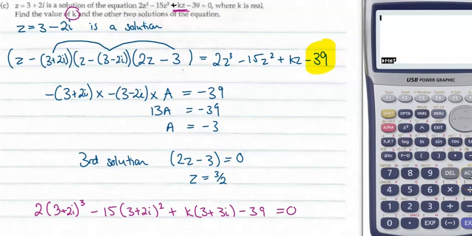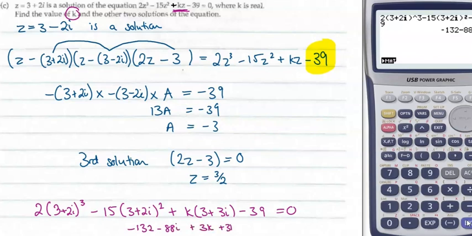And then what we'll do is go to our calculator and type those in. So I'll just pause while I type it in. It's going to take a little while. So what I've put into the calculator are all of the numerical parts of this equation. I haven't put in this k part here. So that gives me minus 132 minus 88i plus 3k plus 3ki has to equal 0.